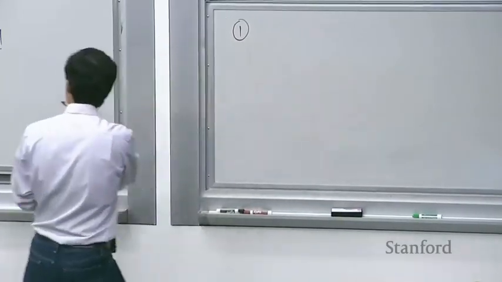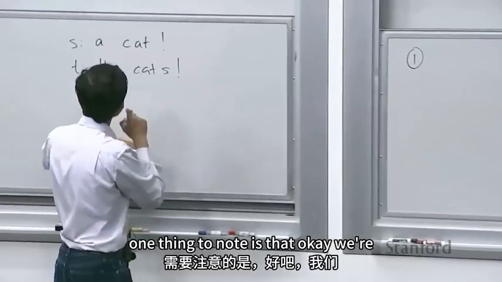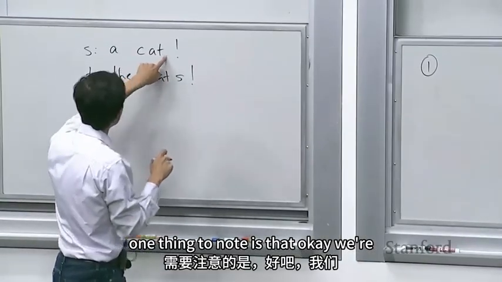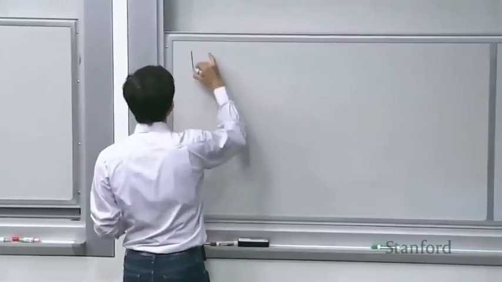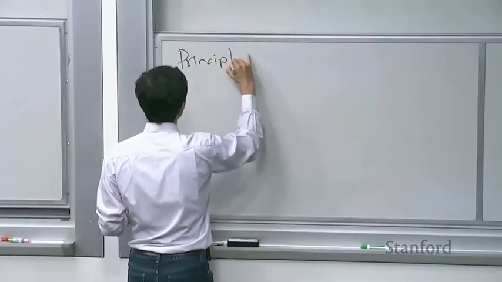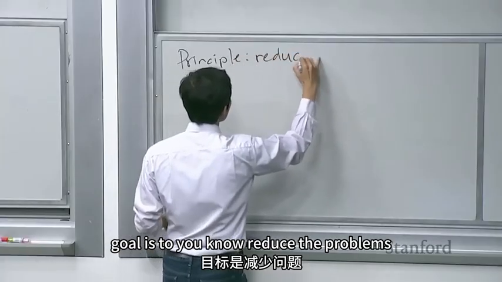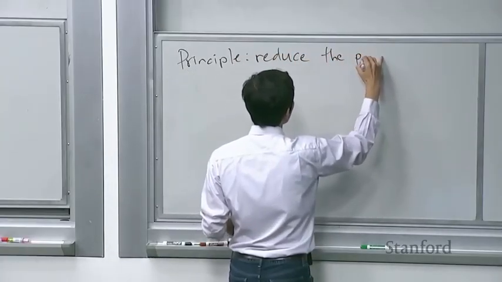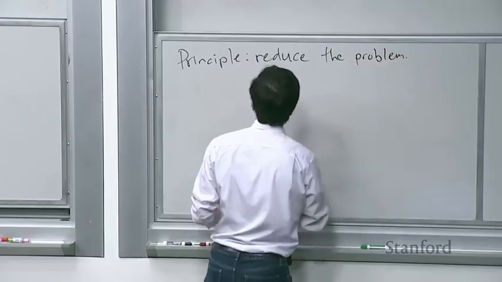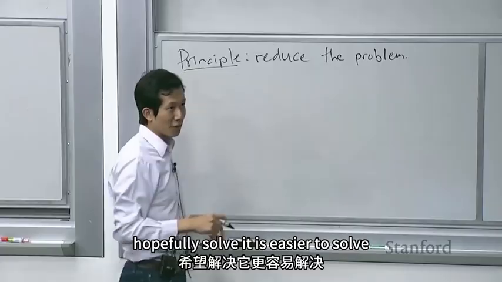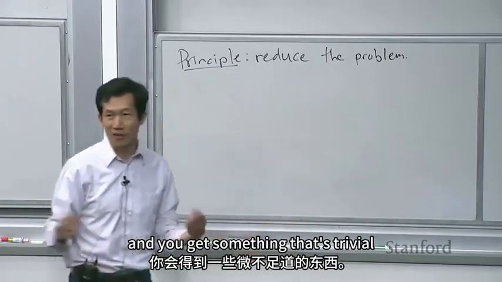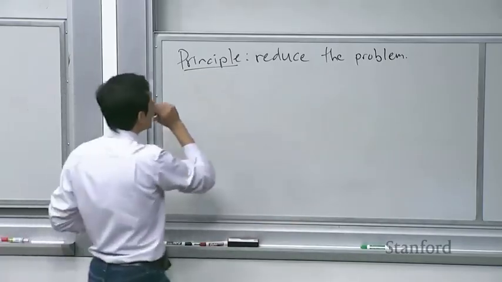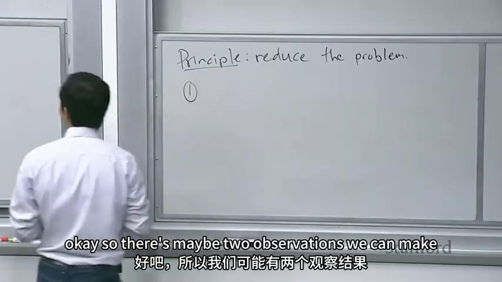So one thing to note is the general principle. Let me just write the general principle. Is to reduce the problem to a simpler problem, because that you can hopefully solve. It is easier to solve, and then you can maybe keep on doing that until you get something that's trivial. Okay, so there's maybe two observations we can make.